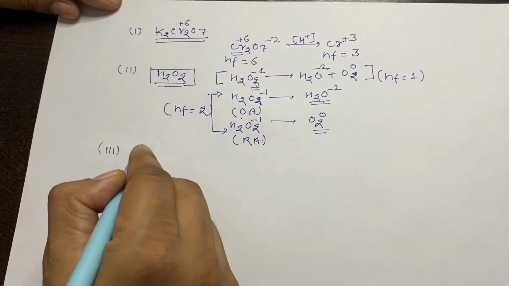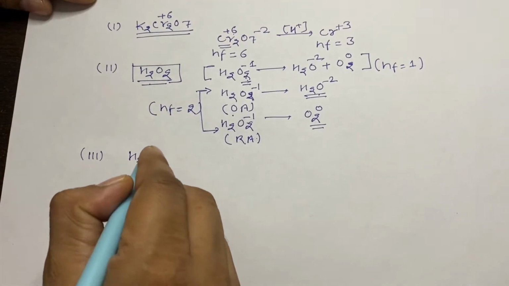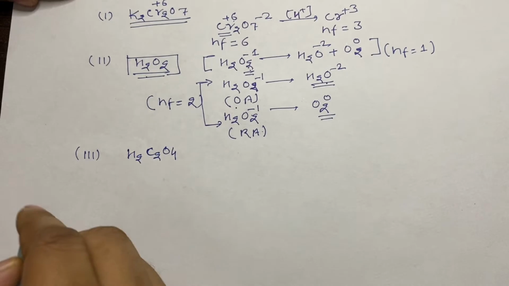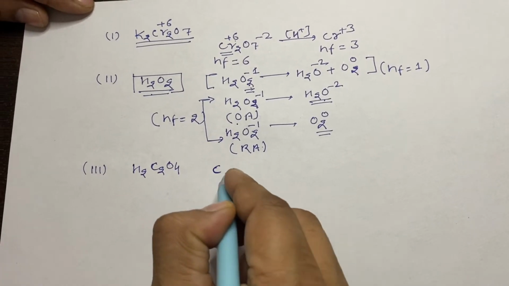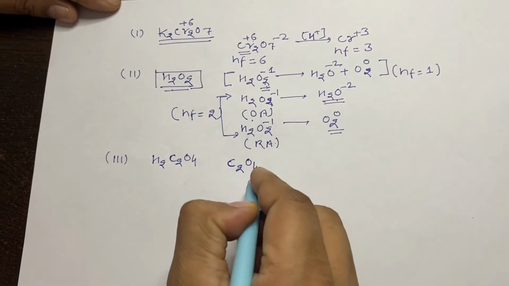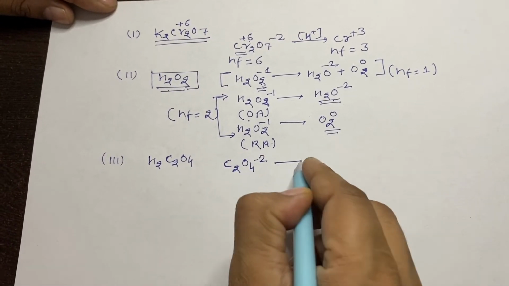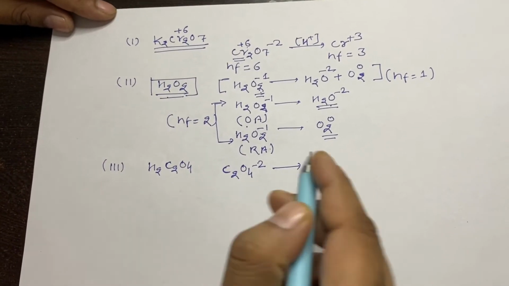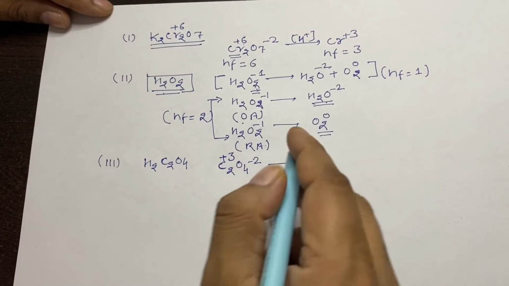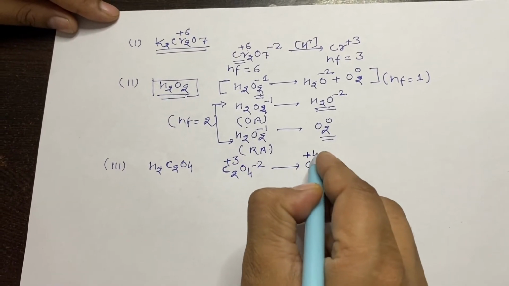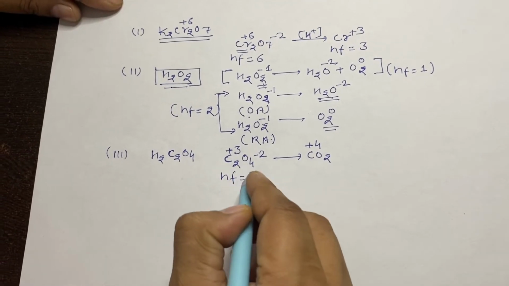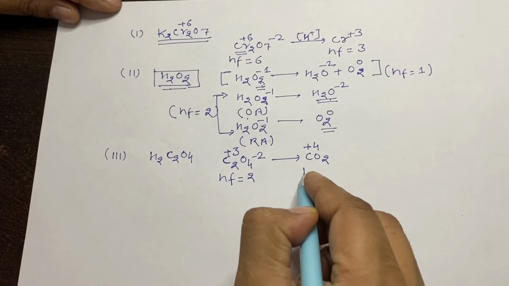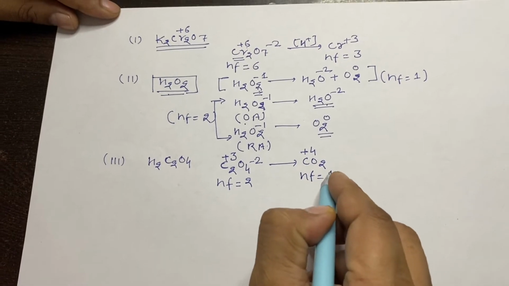Now third is H2C2O4, which is oxalic acid. With respect to oxalic acid, we can write that the oxalate ion C2O4 minus 2 converts into CO2. So the change in oxidation number will be from plus 3 to plus 4. So the N factor of this will be 2 and the N factor of CO2 will be 1.